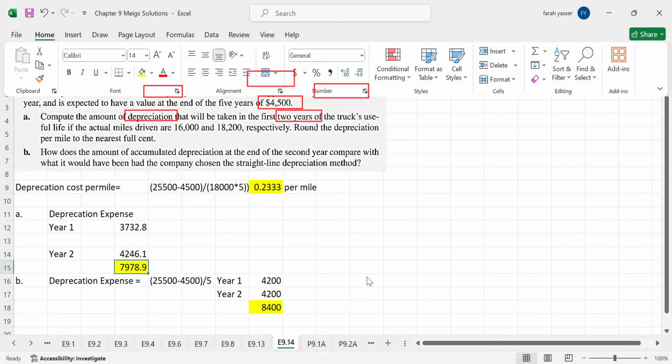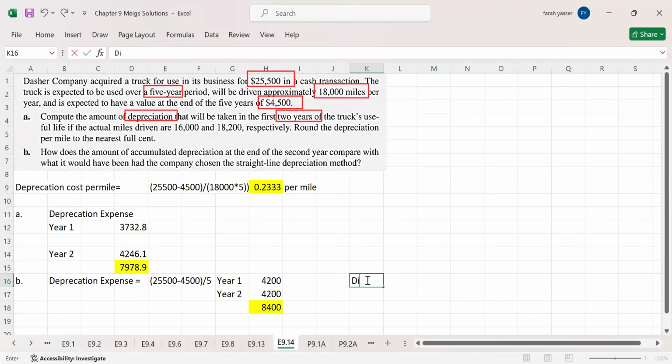So what is the difference between the two methods? The difference in the amount is 8,400 minus 7,979, which is 421. The total difference is $421. So the difference among these two methods is required, and the difference is this one. So that's it from this lecture. Take care, class.